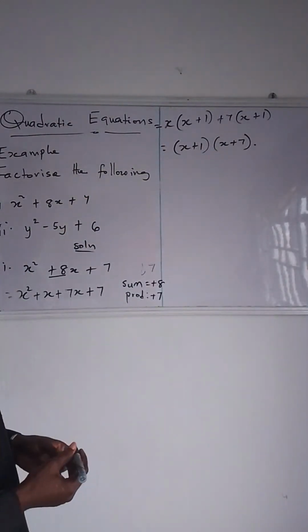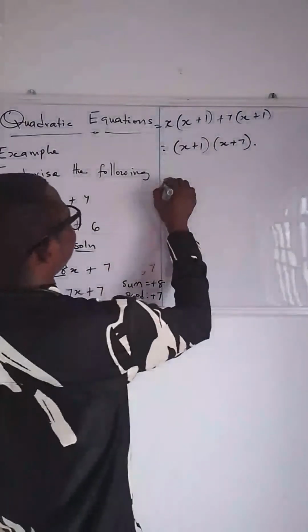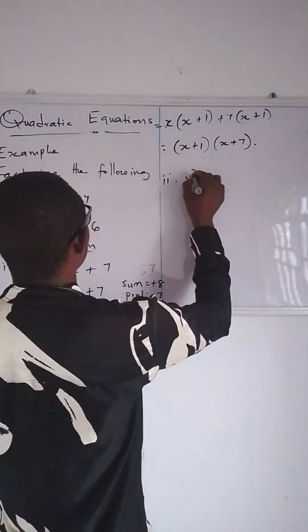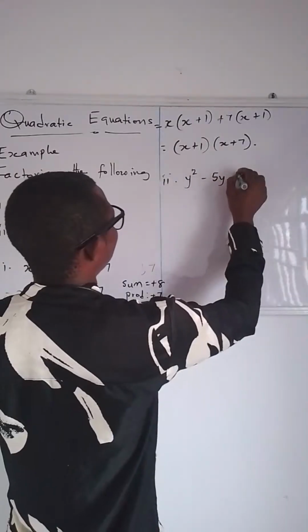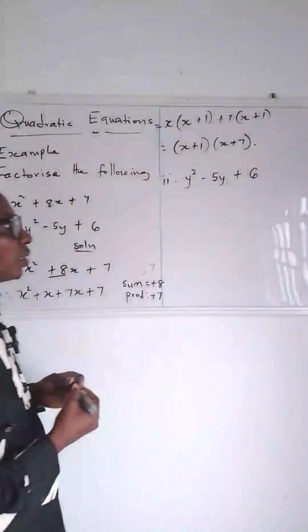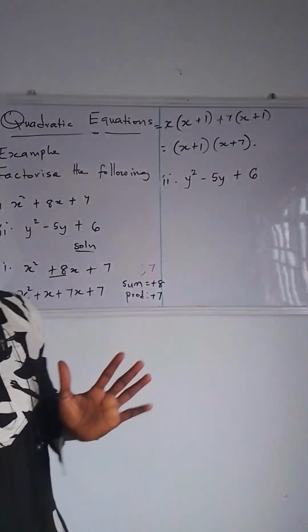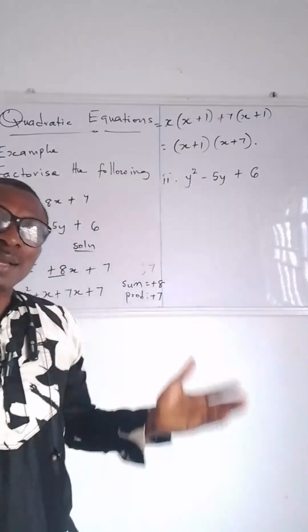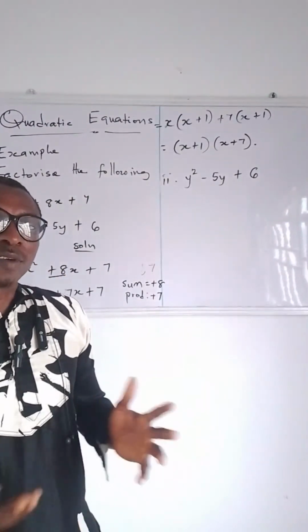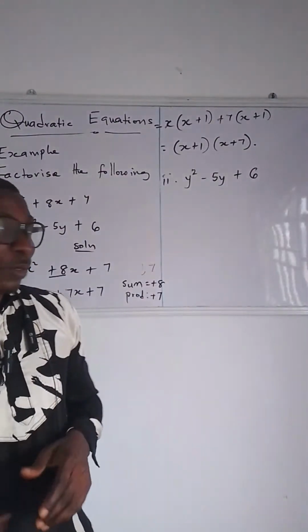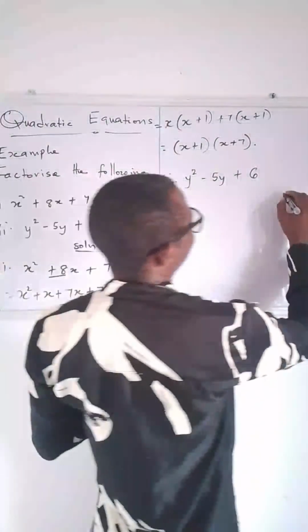All right, now let's look at the second one. I have y squared minus 5y plus 6. Do you remember what I said earlier? What are the things I'm going to look out for? I'll look out for the sum and what? And products. So what's going to be the sum of this?